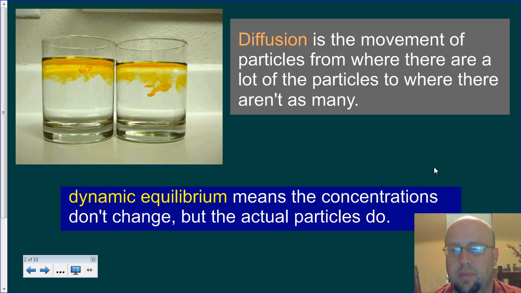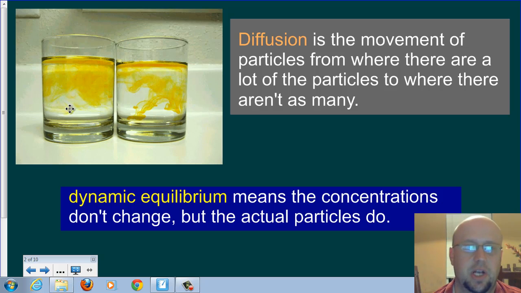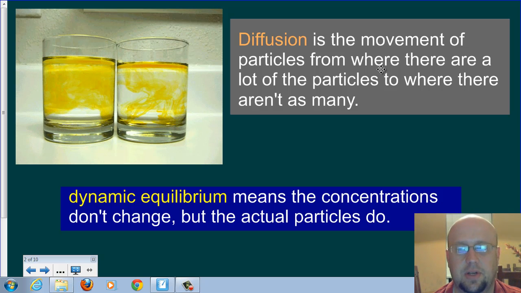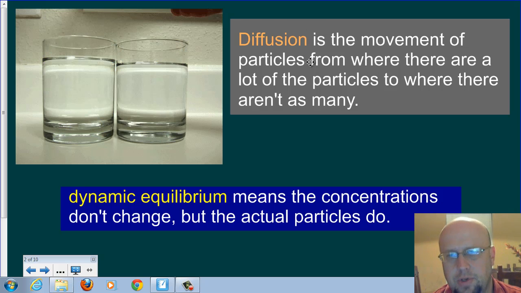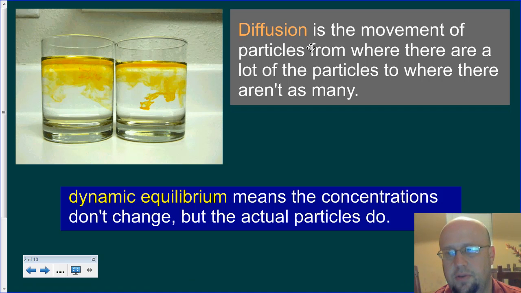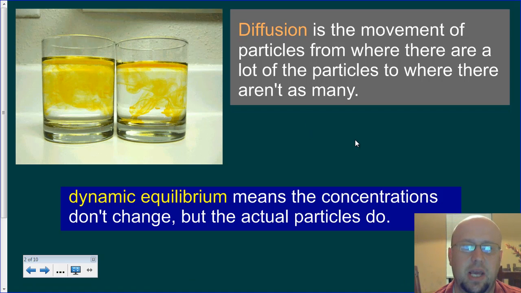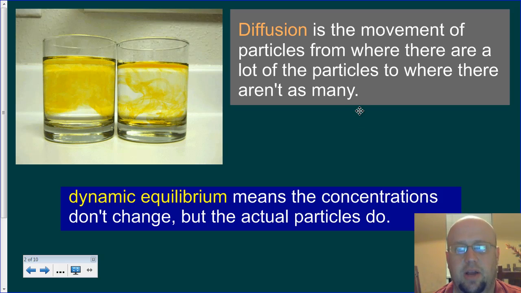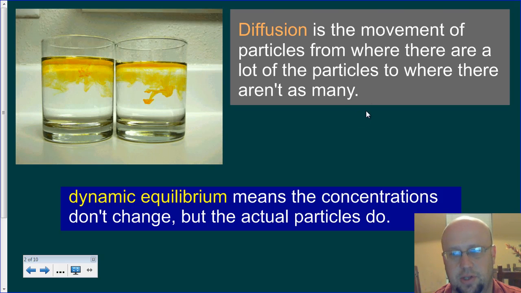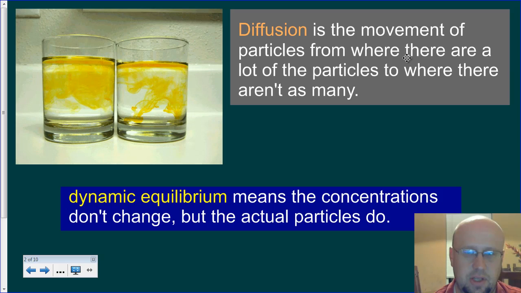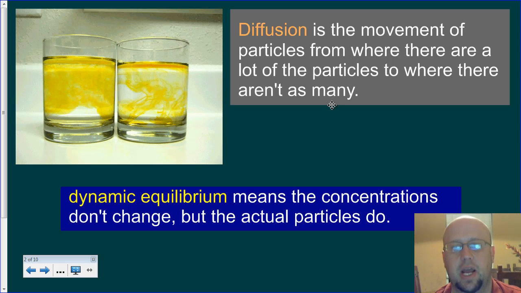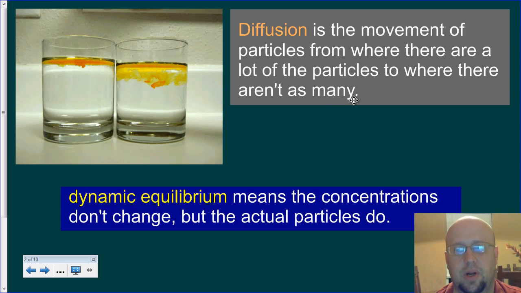So let's begin by talking about something called diffusion. Now, we mentioned diffusion a little bit earlier in the cell chapter, but I'm not real sure that we actually fully defined it. So diffusion is where we take particles from an area of high concentration to an area of low concentration. Now that's kind of the science definition. The easier definition is right here in gray: from where there's a lot of stuff to where there's not as much stuff.